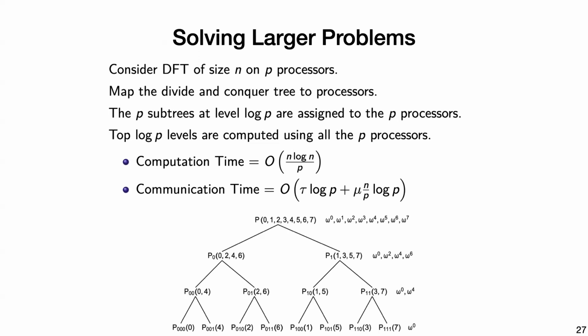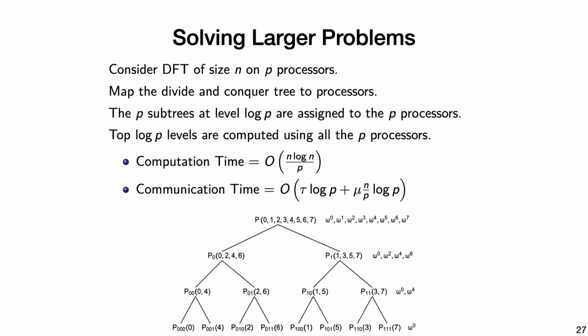So this entire complication is just to do the evaluation, to convert from the coefficient into the value form. That was step 1 in this 3-step process. And then the computation time becomes n log n over p, because the subproblems can now be solved on the processors.